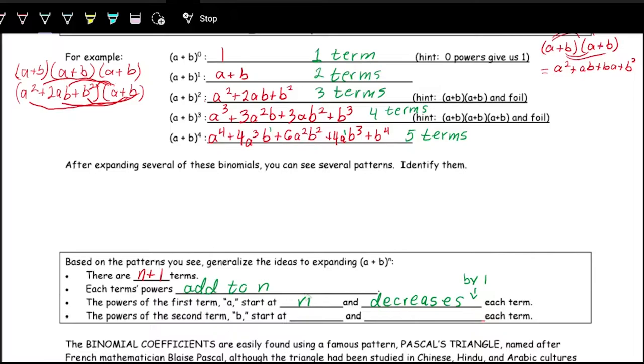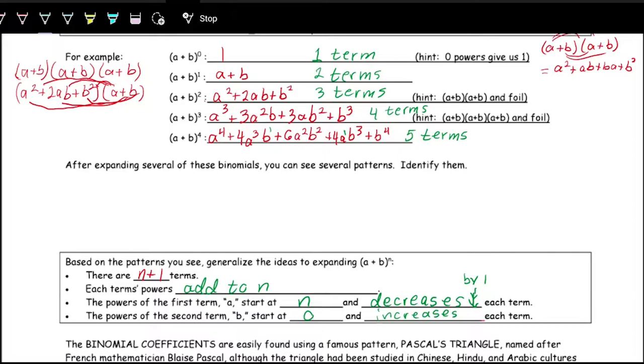And you can also think of the b term in different ways. One way of thinking about it is that the b term starts with the power of 0 on the first term, because this is just a to the fourth. But there's b to the 0, which is just 1. And this increases, again, by 1 each term. So the first one's b to the 0, the next one's b to the 1, the next one's b to the 2, the next one's b to the 3, and the last one's b to the 4. You can also think of it as on the right-hand side, it starts with b to the 4. And then that decreases by 1 each time. So it goes down to b cubed, to b squared, to b to the 1. So two ways of thinking about it.